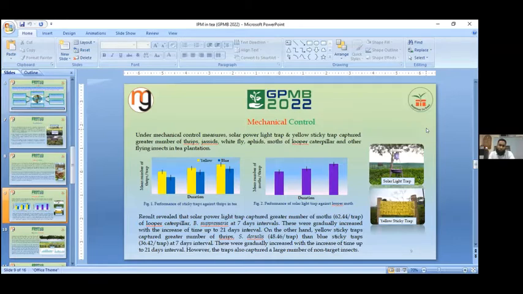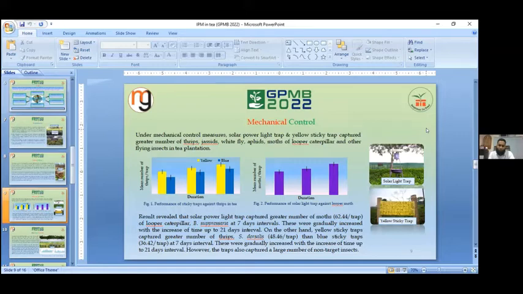The solar power light trap captured a greater number of moths, that is, 62.44 per trap of looper caterpillar at 7 days interval. And these gradually increased with the increase of time up to 21 days interval. On the other hand, yellow sticky traps captured a greater number of thrips. That is also an important pest of tea.